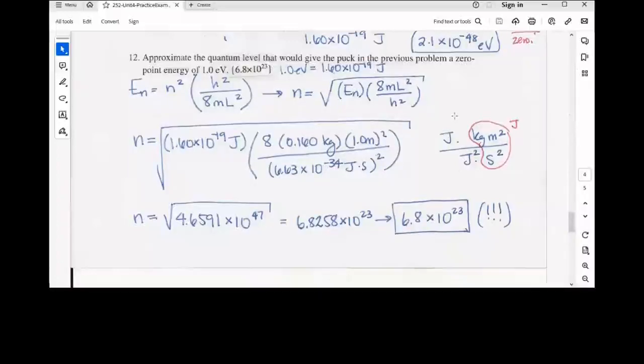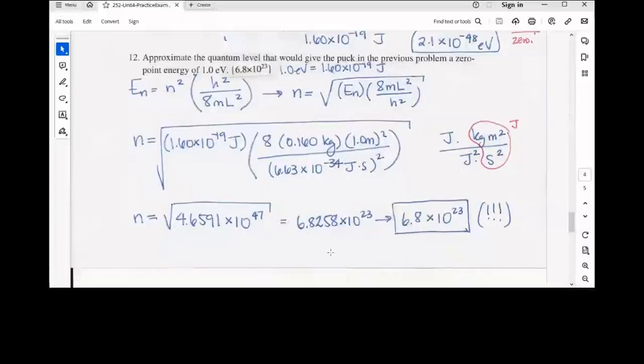Doing that shows that n should end up having no dimension. And if we look at the kilogram meter squared over second squared portion of that, we can see that that is a joule. So the numerator of this expression is joule squared. The denominator is joule squared. So solving that square root, we end up with 6.8258 times 10 to the 23rd. And that is a quantum level.